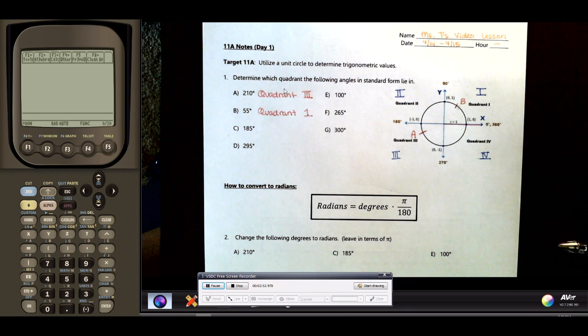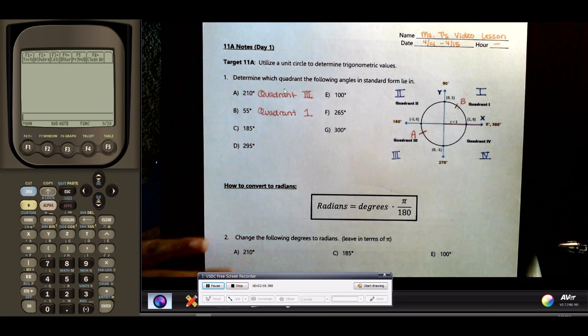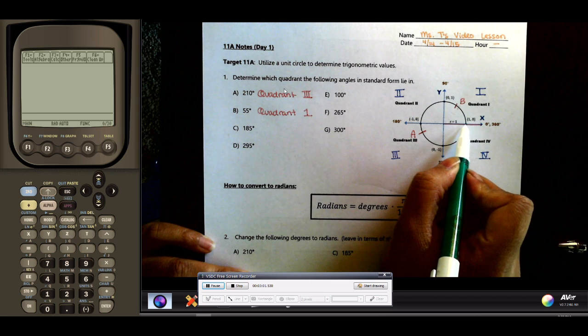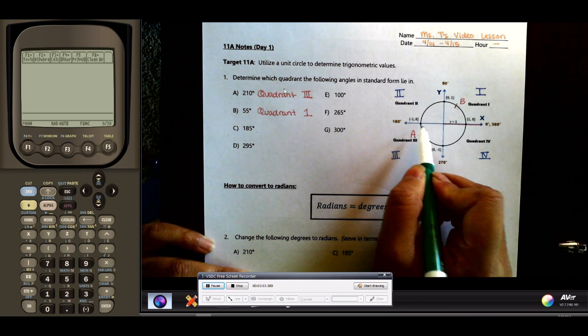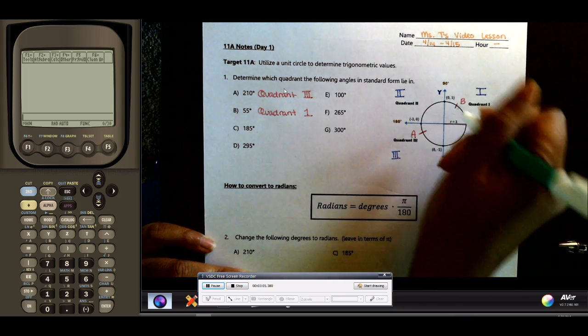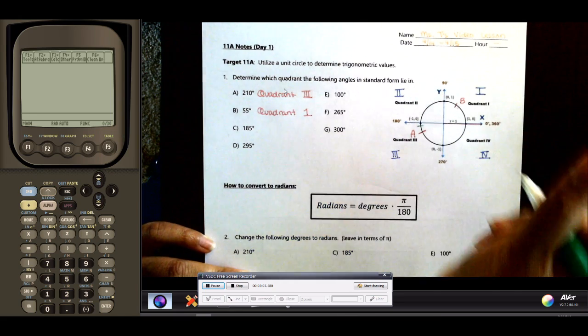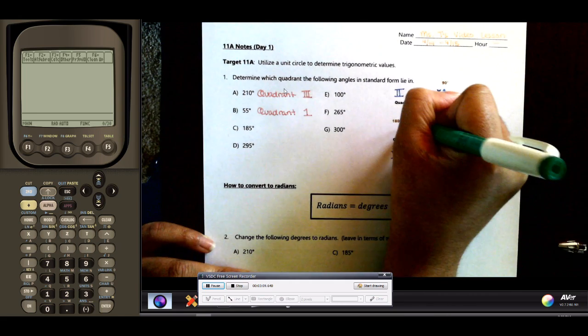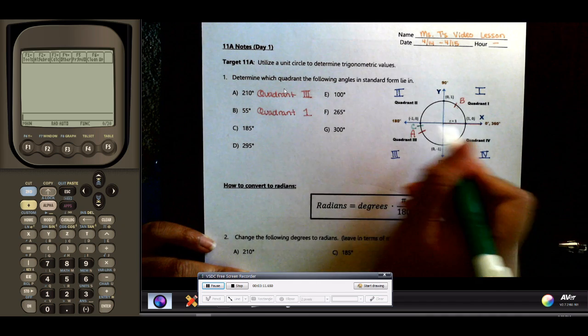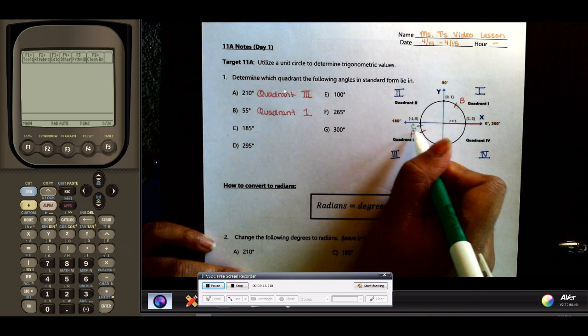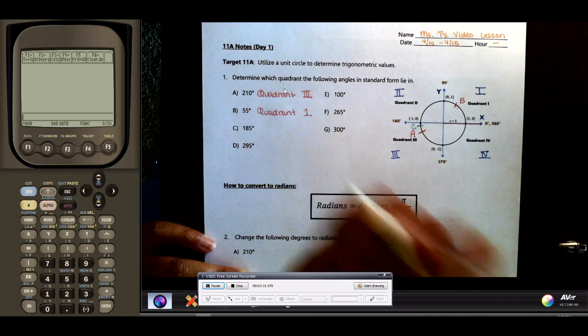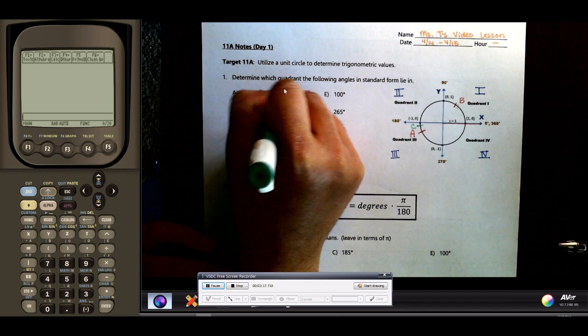Or if you wanted to do 185, let's go over here. We're going to start at 0, go all the way around. A little bit more than 180, not too much, but enough that it's in quadrant 3. Because if it was 180, it wouldn't be in a quadrant, but because it's a little bit lower, it's in quadrant 3. So we could just write the Roman numeral 3.